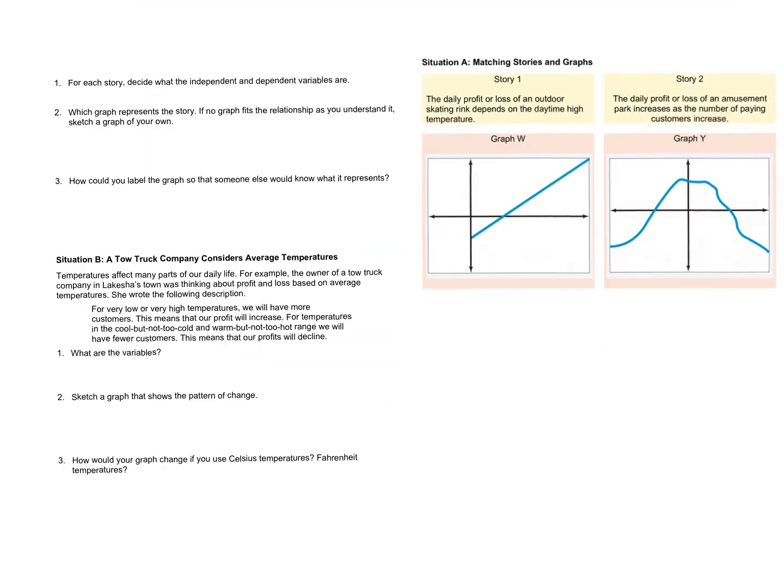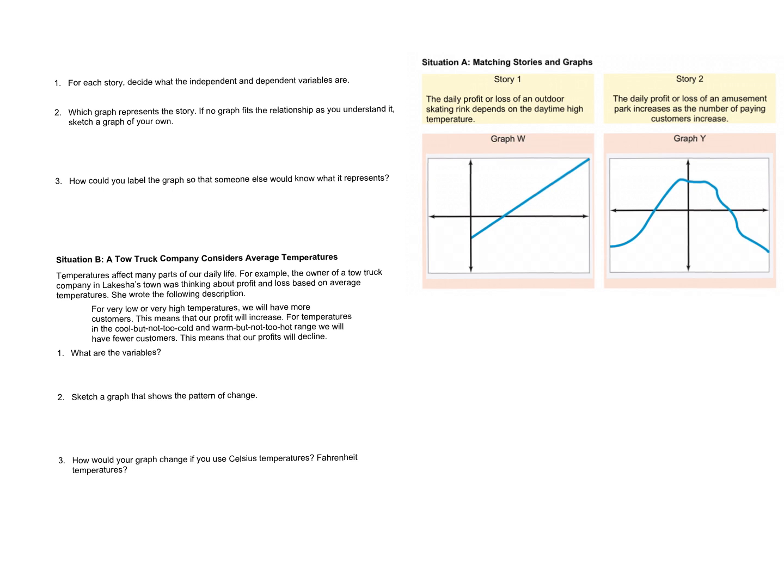Okay, so situation A, we have 2 stories. Story 1, the daily profit or loss of an outdoor skating rink depends on the daytime high temperature. And story 2, the daily profit or loss of an amusement park increases as the number of paying customers increases. For each story, decide what the independent and dependent variables are. In story 1, the temperature is the independent variable and the profit is the dependent variable. In story 2, the number of paying customers is the independent variable and the profit is the dependent variable.